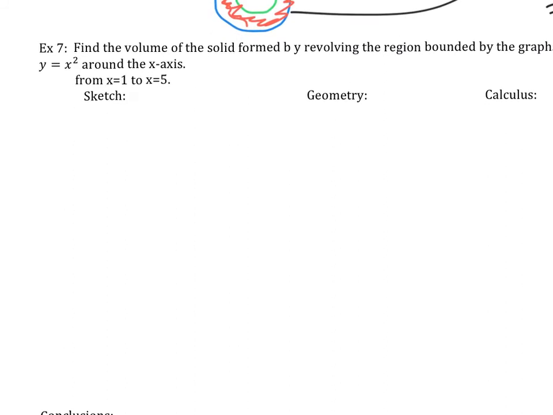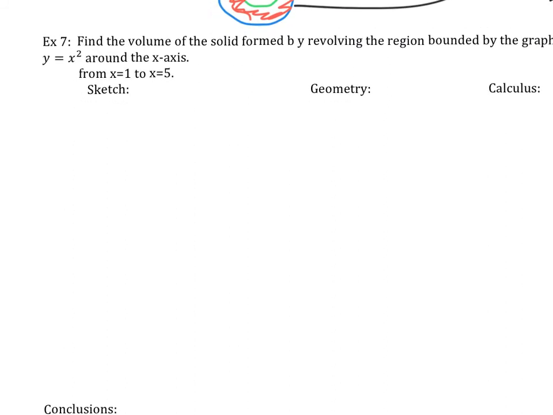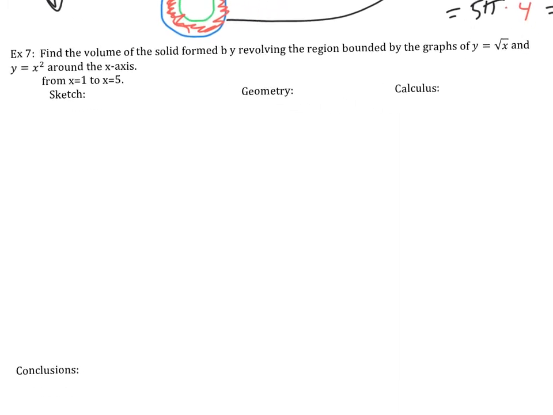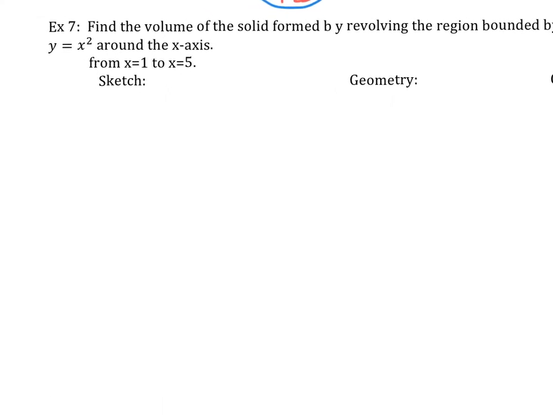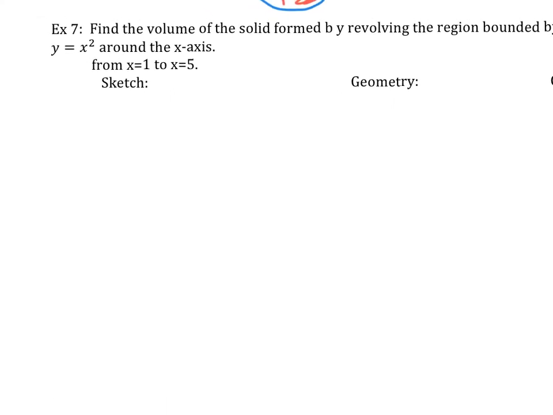Find the volume of the solid formed by revolving the region bounded by the graphs of y equals radical x and y equals x squared around the x-axis. So we're going to start, of course, with the graph. y equals radical x and y equals x squared, and we are going from x equals 1 to x equals 5. I don't think we need that. Ignore that. That's a typo.